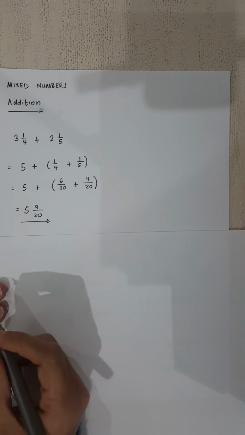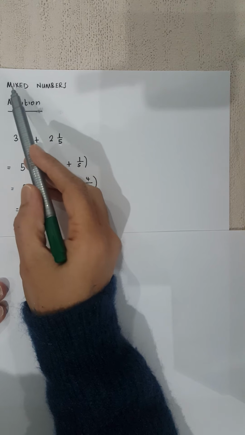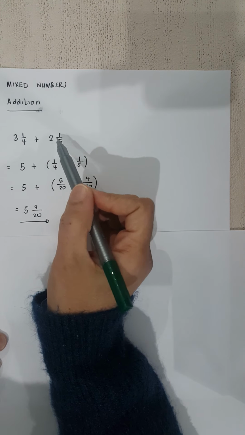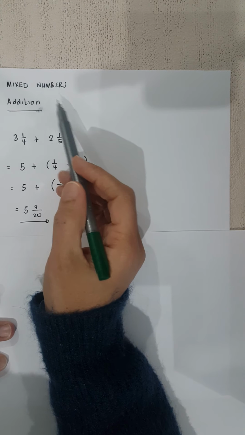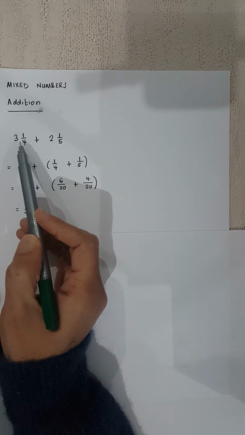From grade 8, we're carrying on with fractions, and today we're doing addition of fractions but with mixed numbers. Yesterday we did addition but there were only fractions. Today we've got mixed numbers. So what do we mean when we say we have a mixed number?